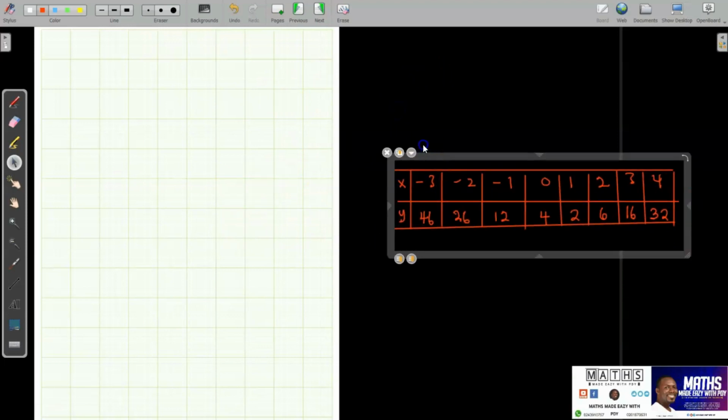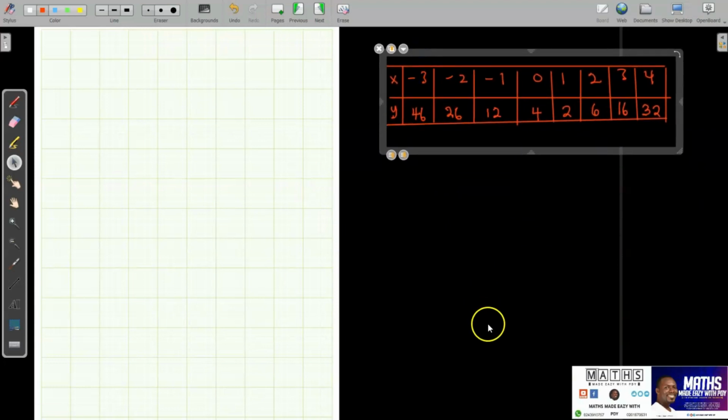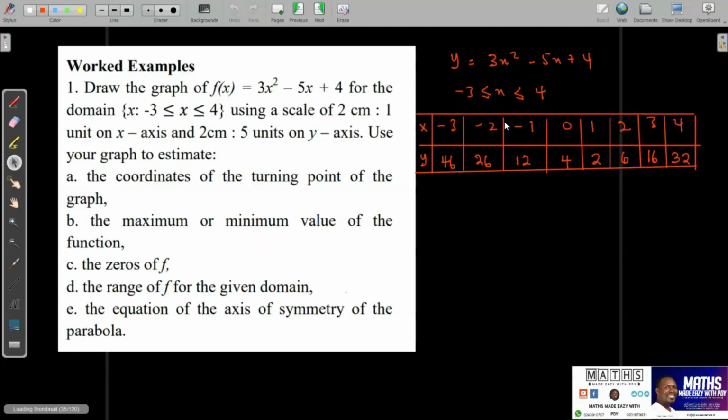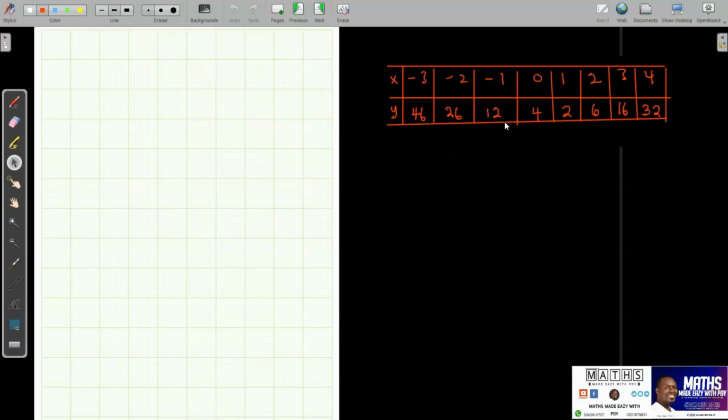Yes, sir. All right, so this is my table of values. We are going to plot the graph. The highest value for the y-axis is 46 and the lowest is 2. Remember, we are using a scale of 2 centimeters to 5 units on the y-axis. So it is 5, 10, 15, 20, all the way to 40 something. We need up to 50.